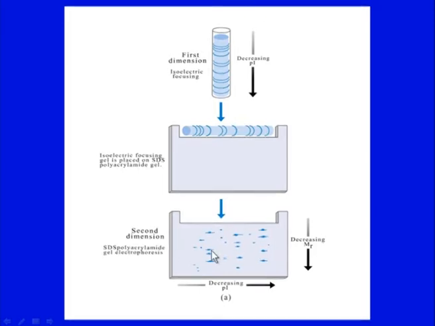The proteins will run as per their size. One time they have run on the basis of charge, now they will run on the basis of their size. So, smaller molecular weight proteins will run faster and larger molecular weight proteins will remain on the top. That is how you will be able to run the same sample in two directions. The advantage of this is that you can handle a lot of proteins at a time.